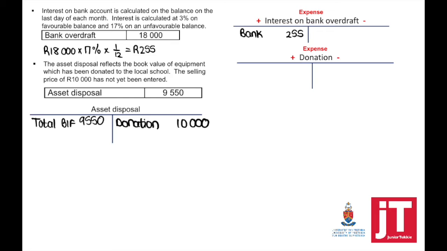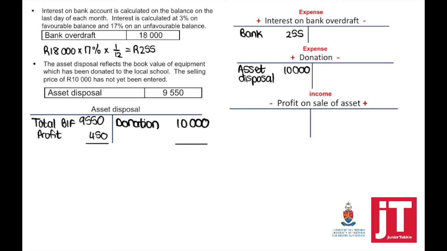Step number 5, calculate if we made a profit or a loss on the sale of the asset. If we sold it for more than the book value, it means that we've made a profit. If we sell it for less, it means that we've made a loss. In this case, the selling price is 10,000. The book value is less, which means that we made a profit of 450. Profit on sale of asset is an income which will form part of your operating income.